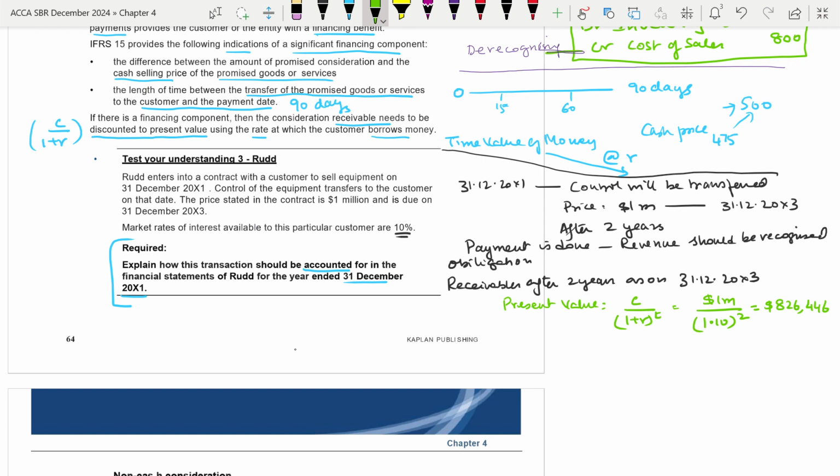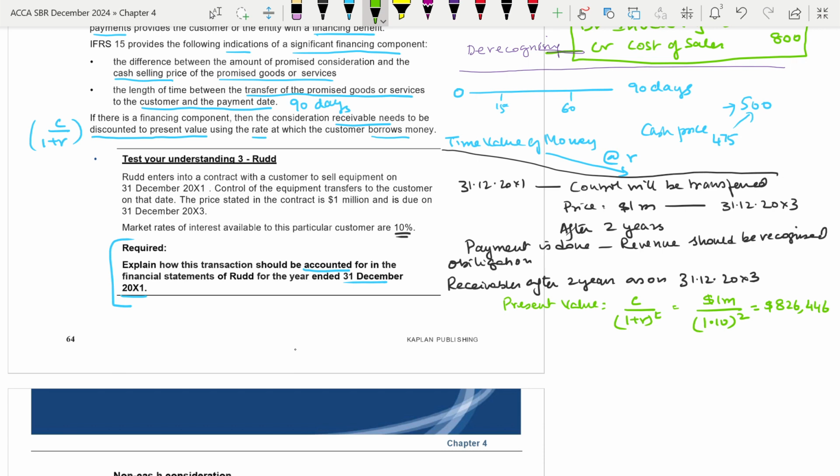Present value. You have done present value. The same rule we are going to use, okay? It means you are selling the product now, 31st December 2001, but at what rate? 1 million. But you are receiving the receivables after how many years? 2 years.